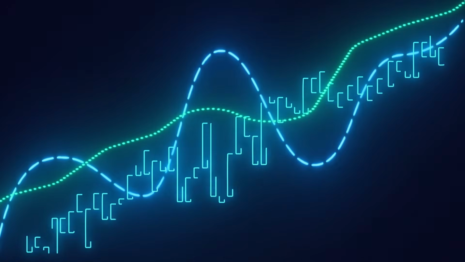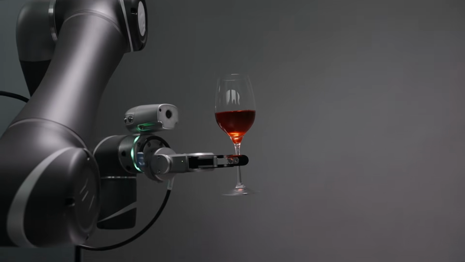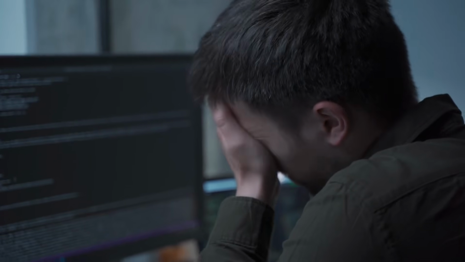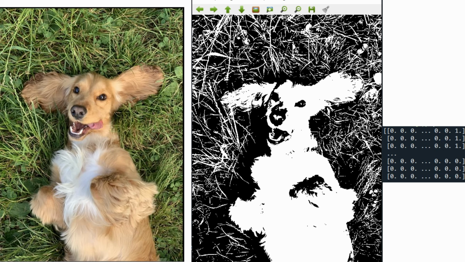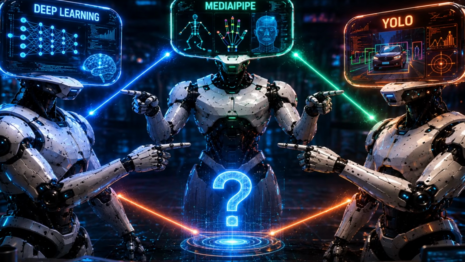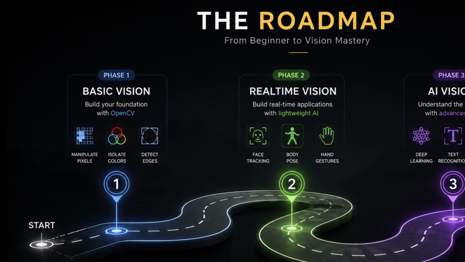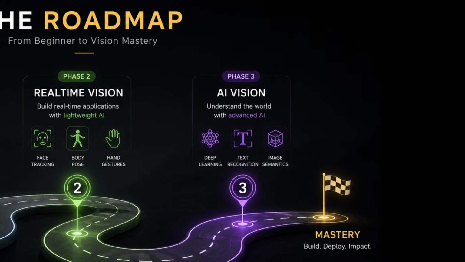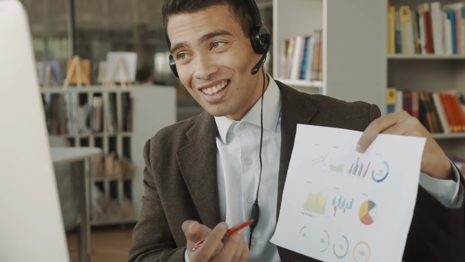If you want to be a part of this next physical tech wave, you need to understand how machines process vision. But if you try to learn it today, it can feel incredibly overwhelming. Should you learn classic image processing, or deep learning, or MediaPipe, or even YOLO? In this course, we are cutting through the noise. I have built a complete step-by-step roadmap to take you from the absolute beginner to mastering vision applications. Here is exactly how we are going to do it.